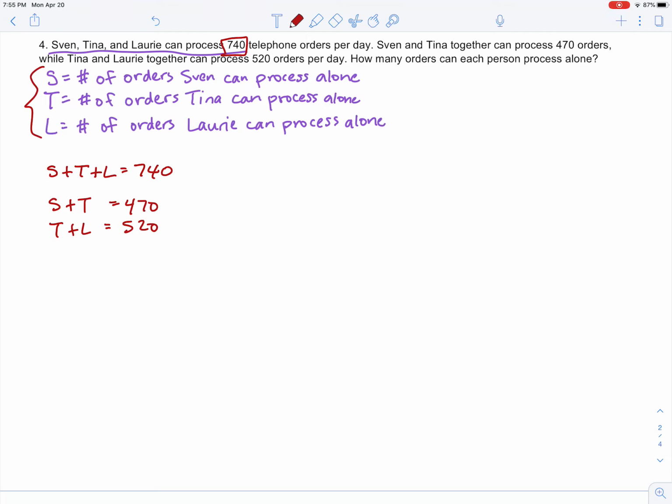So now looking at the system, there are lots of ways you can solve this. Looking at this, I think I can do elimination. So let me go ahead and label these equation 1, 2, and 3. What I think I want to do is take equation 1 and add it to -1 times equation 2. If I do that, I believe I can eliminate S and T and then immediately solve for L. So let's try that. So here's equation 1.